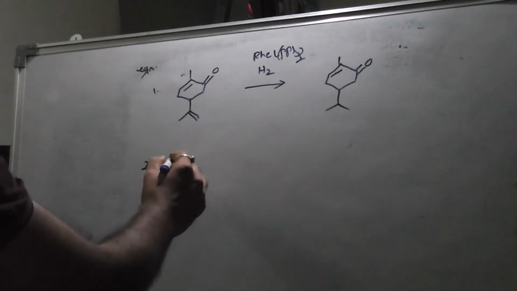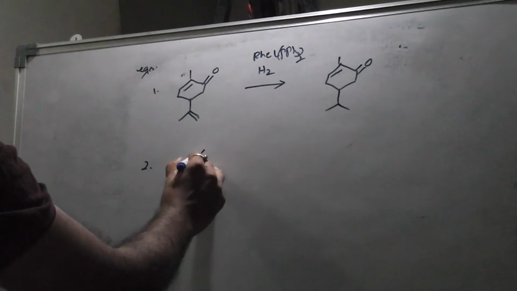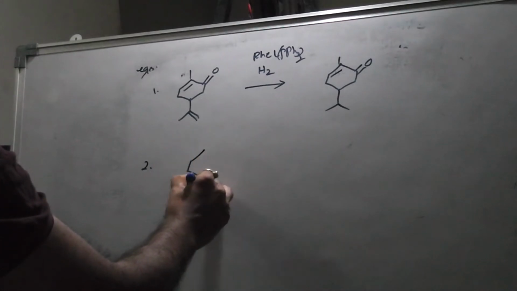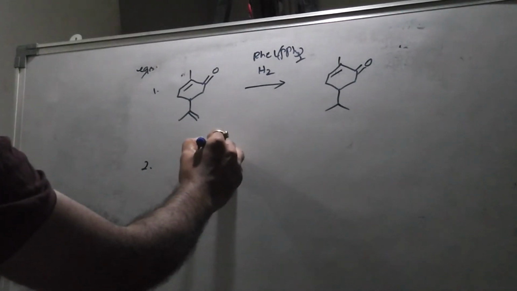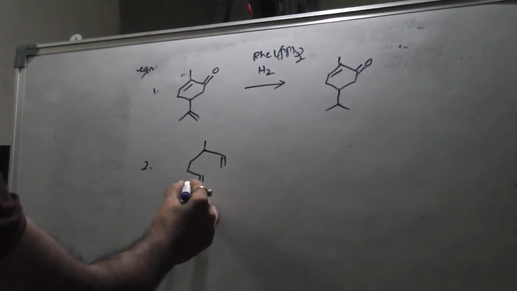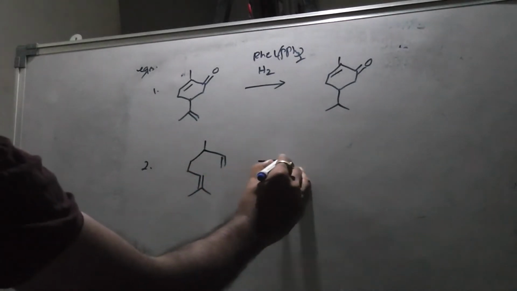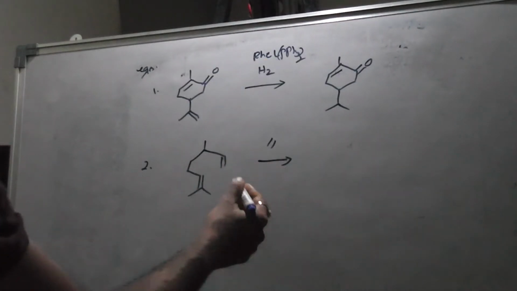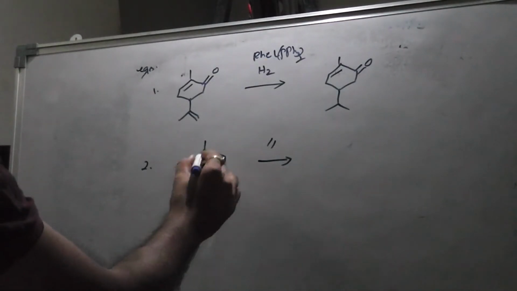Let us look at the mono-substituted and di-substituted now. This is mono-substituted. This particular double bond is di-substituted. Once this catalyst is present, then this will be reduced and not this.